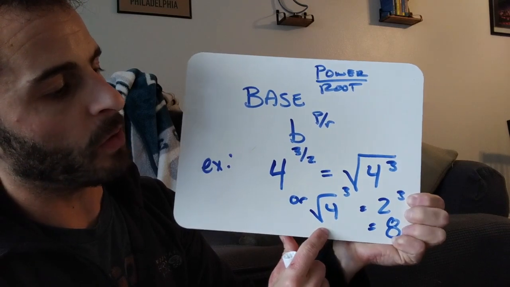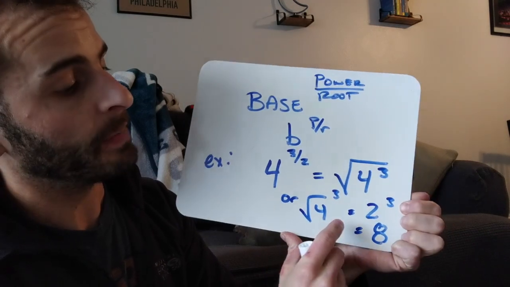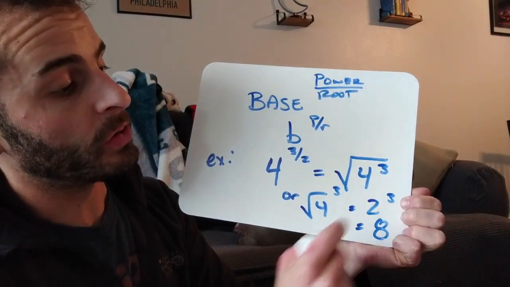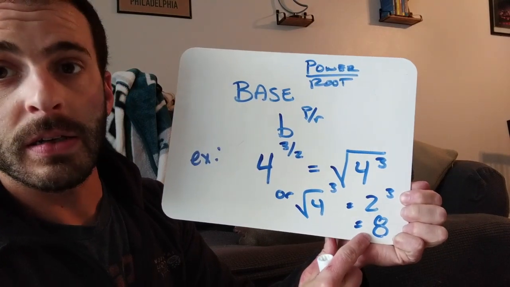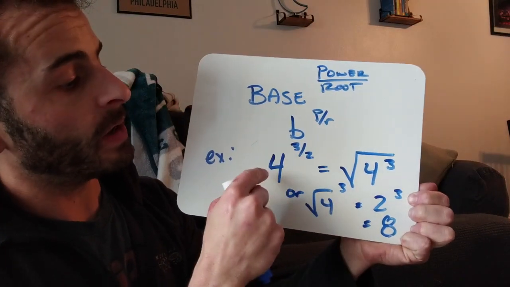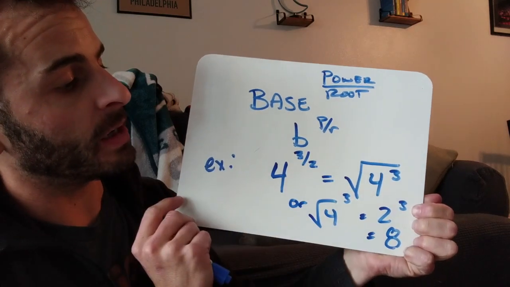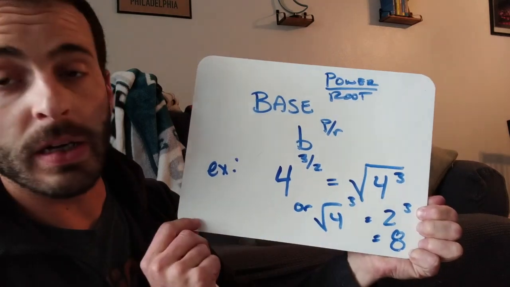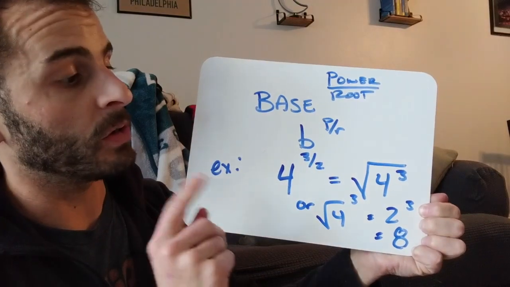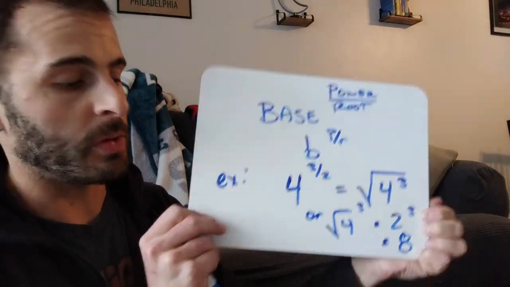So I'm going to take the square root of 4 because it gets me a smaller number I can do in my head. That's 2. And then I can do 2 cubed, and that's 8. Okay? So when you get a base that's raised to a fraction, the numerator is the power, the denominator is the root, and you can do either one first. I always try to get smaller numbers first.